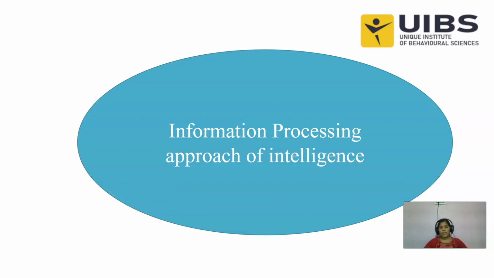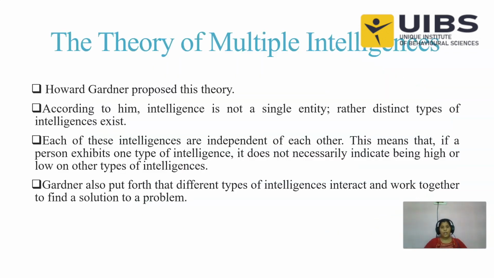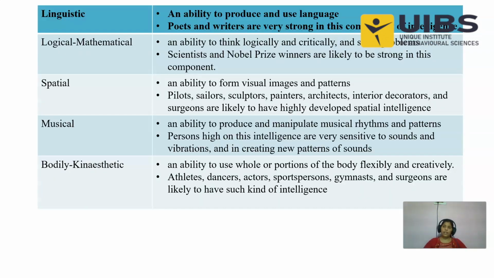So far we have discussed psychometric approaches of intelligence. Now we'll discuss information processing approach of intelligence. The first theory that we will discuss was proposed by Gardner. This theory is known as theory of multiple intelligence. Gardner believed that intelligence is not a single entity, rather there are different types of intelligence. So according to Gardner, there are 8 types of intelligence.